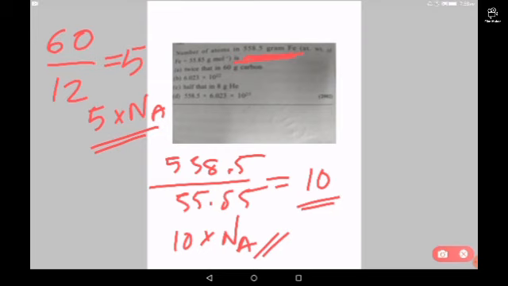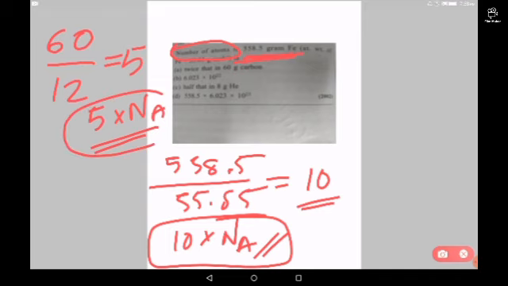The option says the number of atoms for the given Fe will be twice that of 60 gram of carbon. Yes, of course it is, because for Fe we got 10 into Na number of atoms, and for 60 gram of carbon we got 5 into Na number of atoms. So obviously this will be twice that. So option A is to go with.